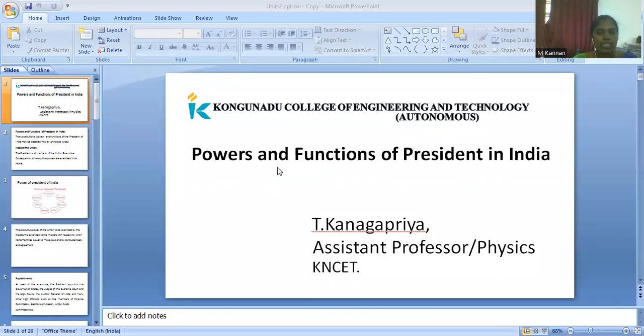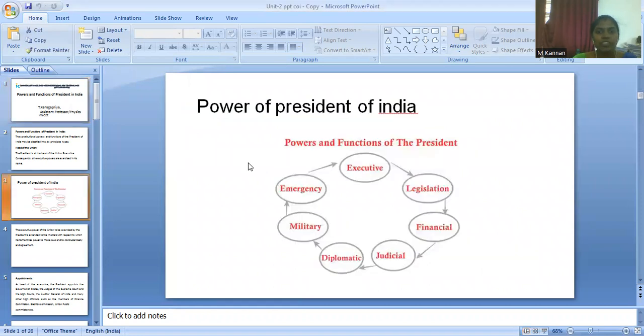In this video, we are going to see the powers and functions of the President in India. The powers and functions of the President of India are mainly classified into seven types: executive powers and functions, legislative powers and functions, financial powers, judicial powers, diplomatic powers, military powers, and emergency powers.